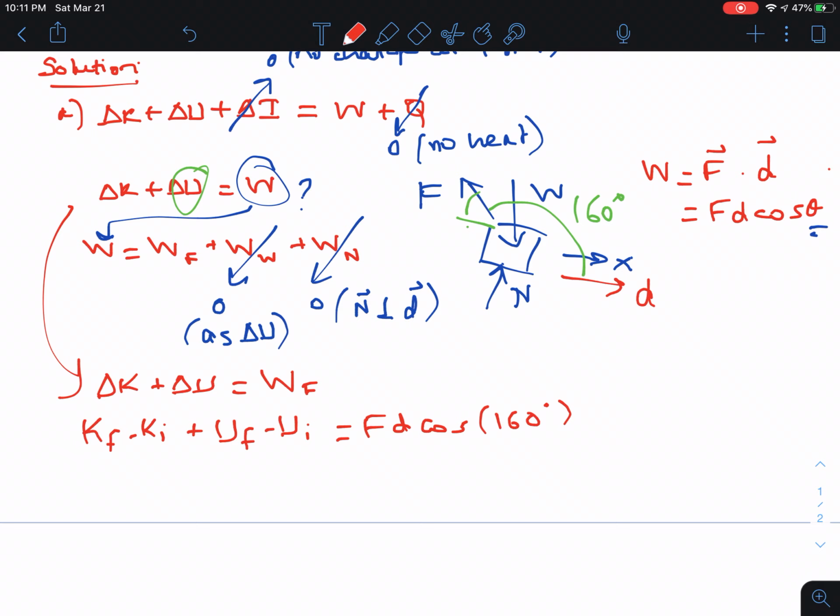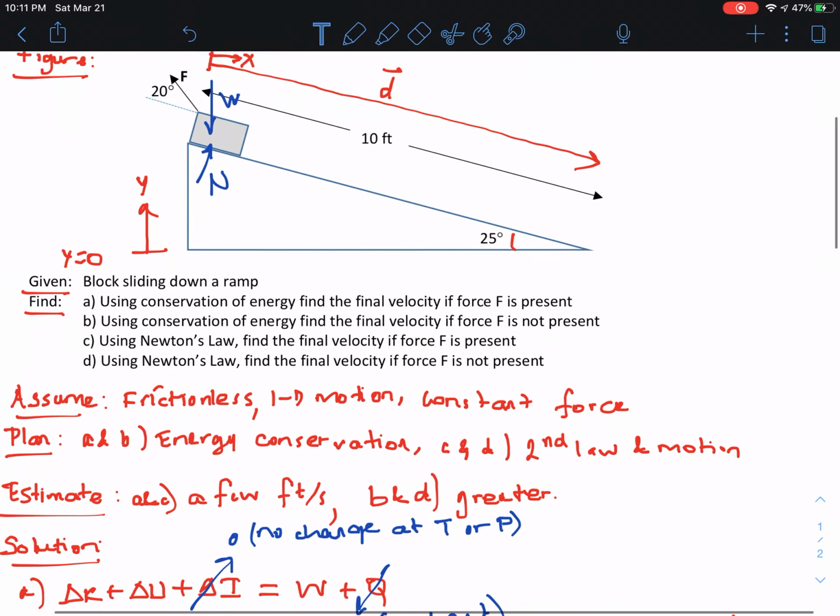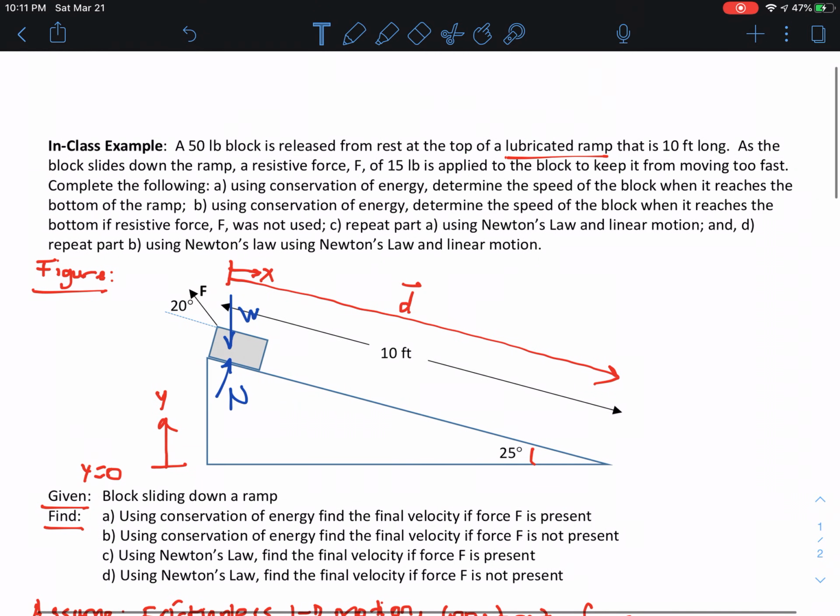Okay, so for this one we gotta go back and remind ourselves what the problem was about. It says that it starts from rest. That means initial velocity is zero. That makes the initial kinetic energy zero. And the block is gonna go all the way down the ramp.